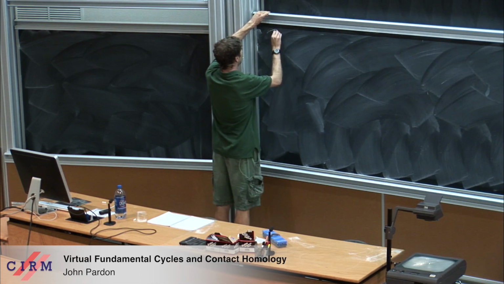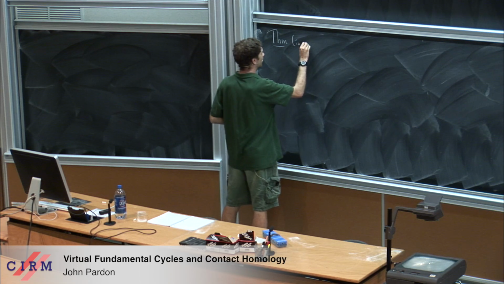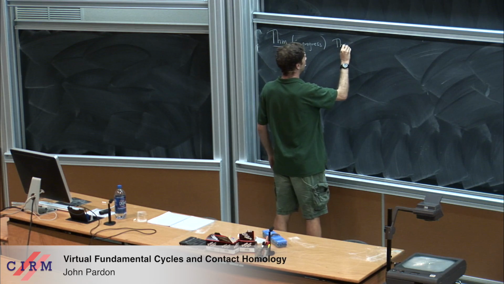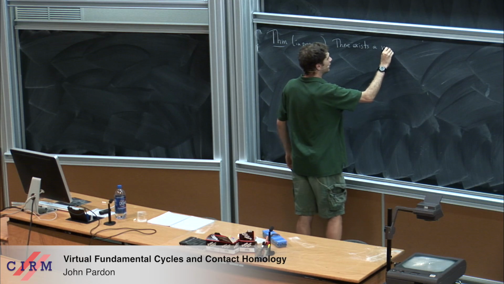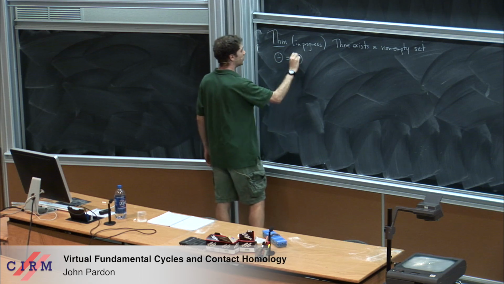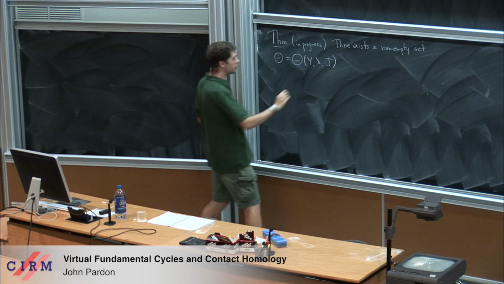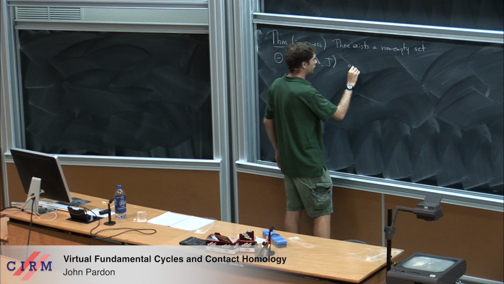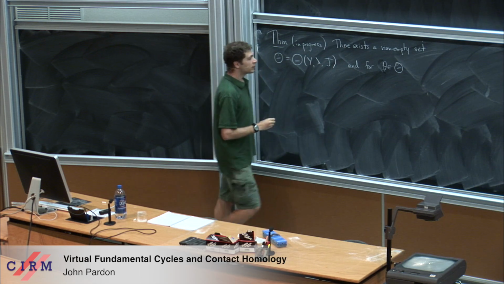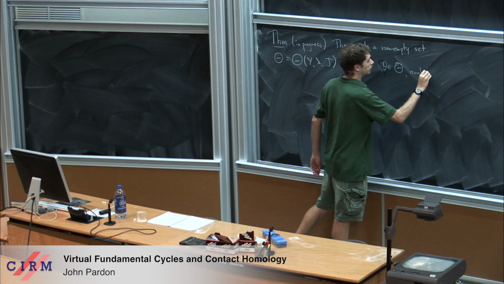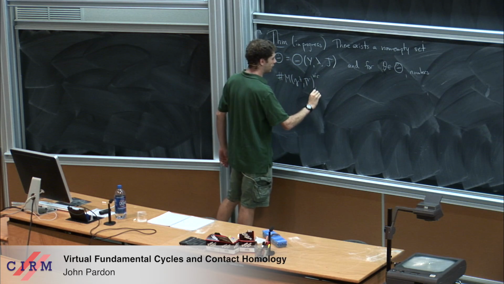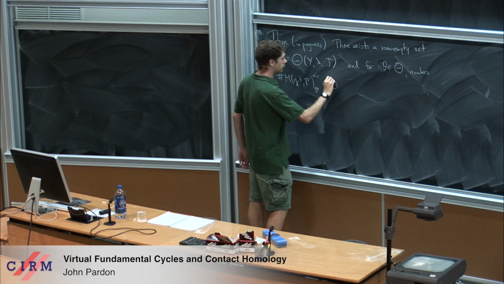Okay, so the answer is this theorem, which is still being written up. It is the following. There exists a non-empty set, capital Theta, which depends on this triple Y, lambda, J, along with, for all theta in capital Theta, numbers, which I'm just going to call this. They're rational numbers.